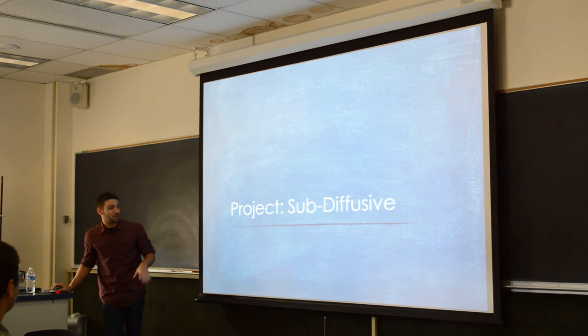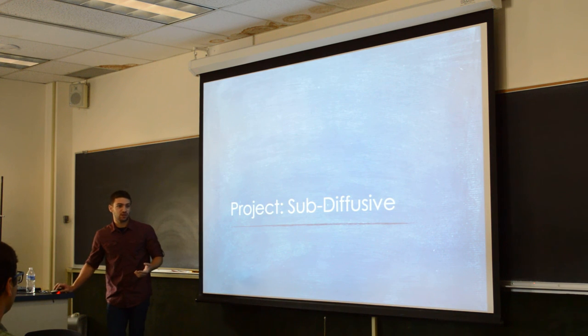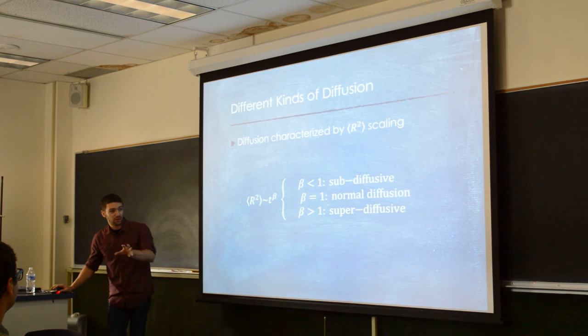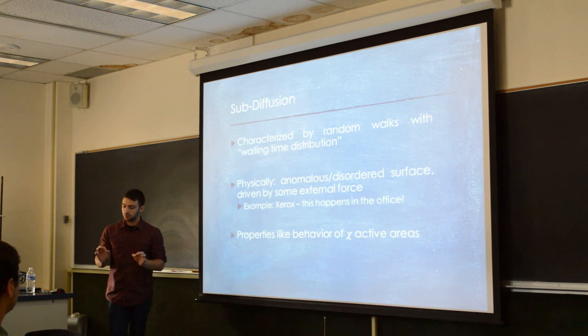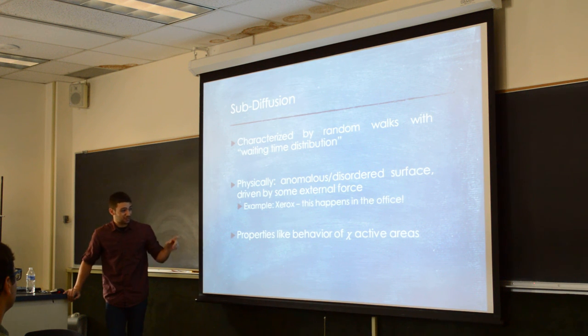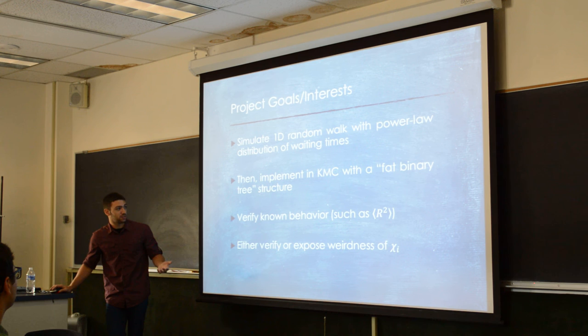That's interesting. What I'm going to start looking at is systems where we have subdiffusion. I'm running out of time, but basically, this defines what kind of diffusion you have. Something subdiffusive bounces around, but doesn't bounce around at a constant rate. It has a waiting time, and the waiting times change. There's a distribution of waiting times. This actually happens in Xerox machines. This is how this whole thing started. So the project is to simulate it and verify the behavior of R squared and see what happens with that xi.